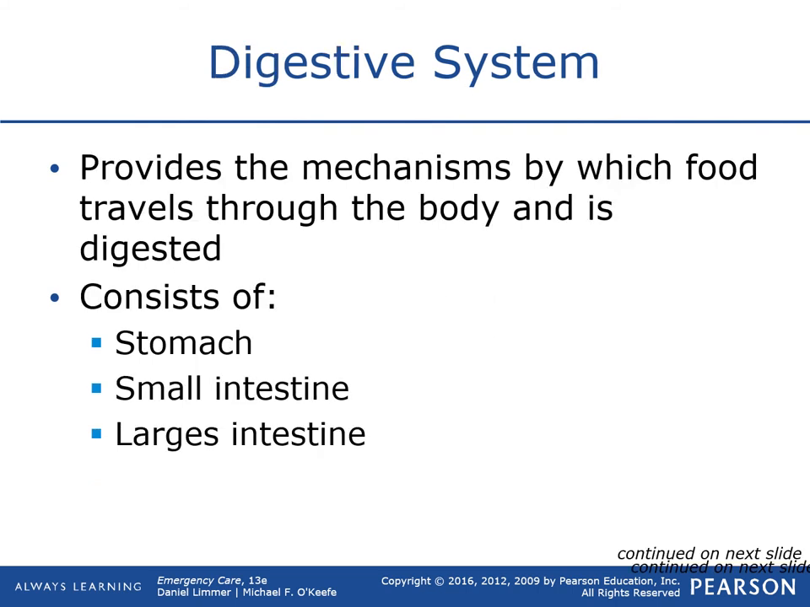So your digestive system is the mechanism by which food travels through your body, how nutrients are absorbed, and how the food is digested. It consists of your stomach, your small intestine, and your large intestine. And your small intestine actually has several different parts. You have your duodenum, your jejunum, and you have your ileum.